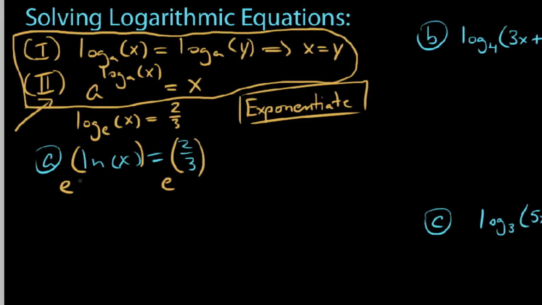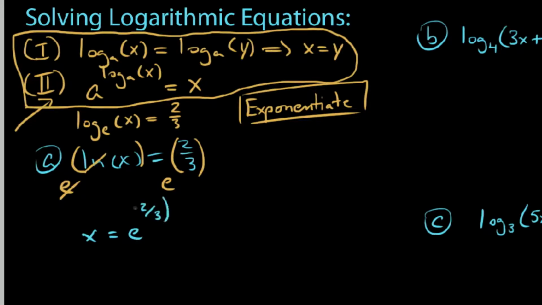And this is kind of a twisted form of the one-to-one property, because if e to the power of this was equal to e to the power of this, then the stuff in blue would be equal to begin with, which is our basic premise. So what I know is this. e to the power of ln of x should cancel out, and we're left with just x. And on the right-hand side here, we have just e to the 2/3.